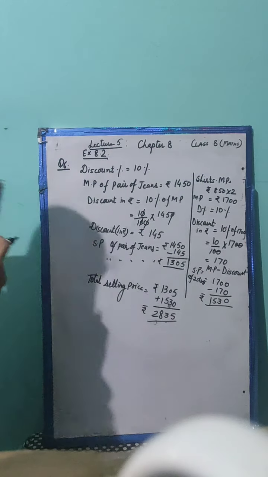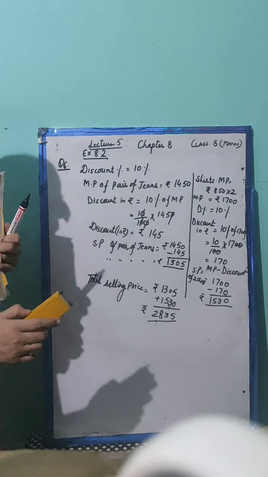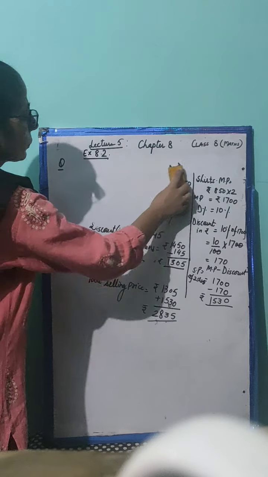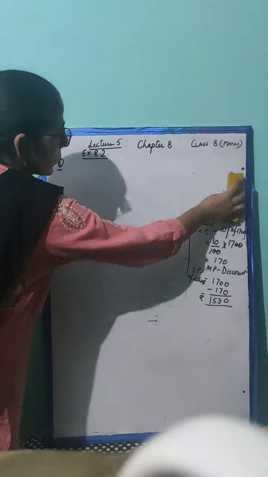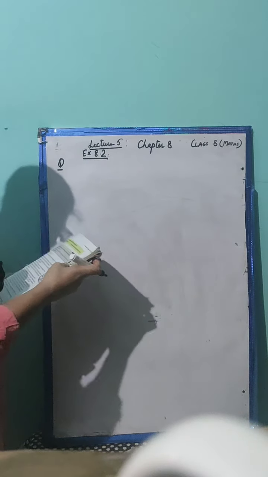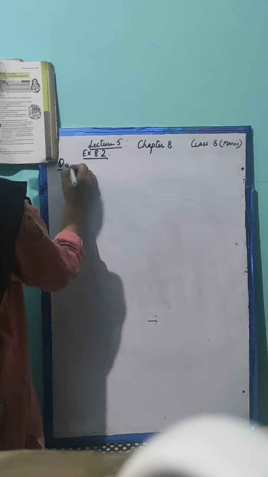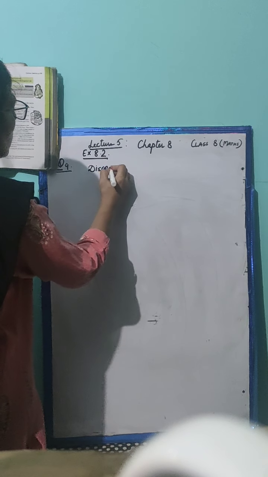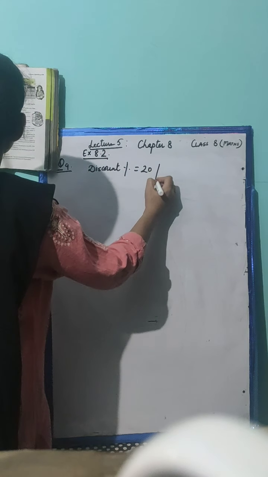Let us do it all together. I am doing it, you also try. You can pause my video and try yourself. Let us do that question. Question number 9. The discount percent is 20%.